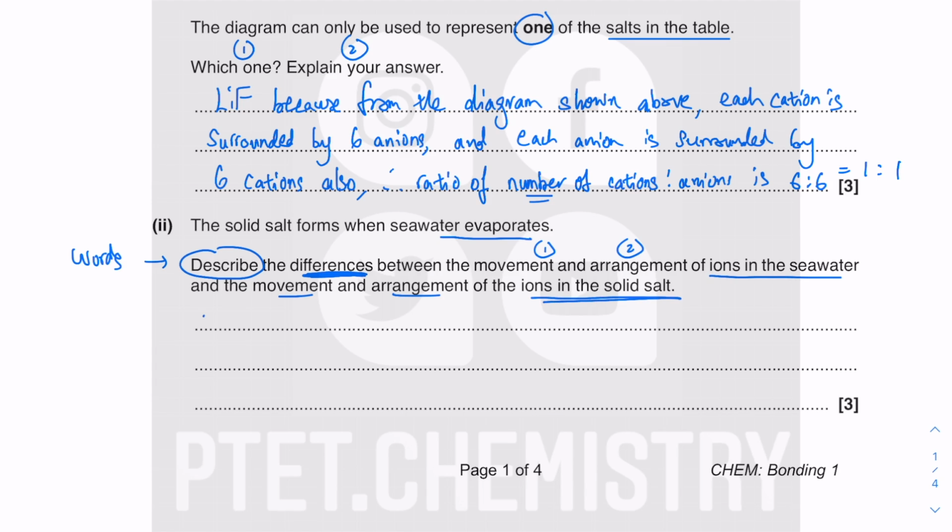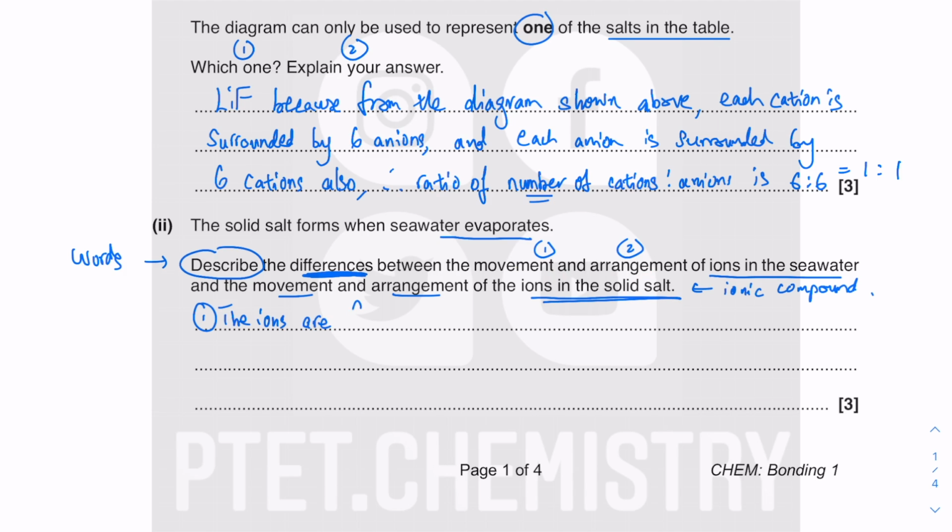So first of all, if I do part 1 first, which is to do with movement, I will compare the ions in seawater. They are freely moving. The ions in the solid salt, which is an ionic compound, have a giant ionic structure. So in the solid state, the ions are not free to move around. That's why they do not conduct electricity in the solid state. But they are not asking about conduction of electricity. They're asking about movement.